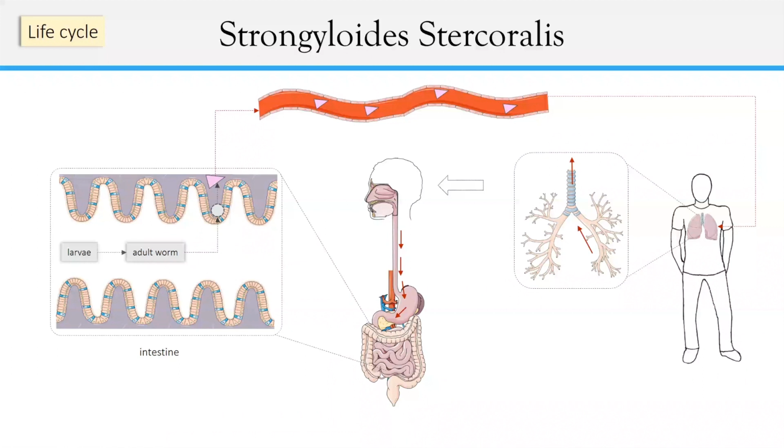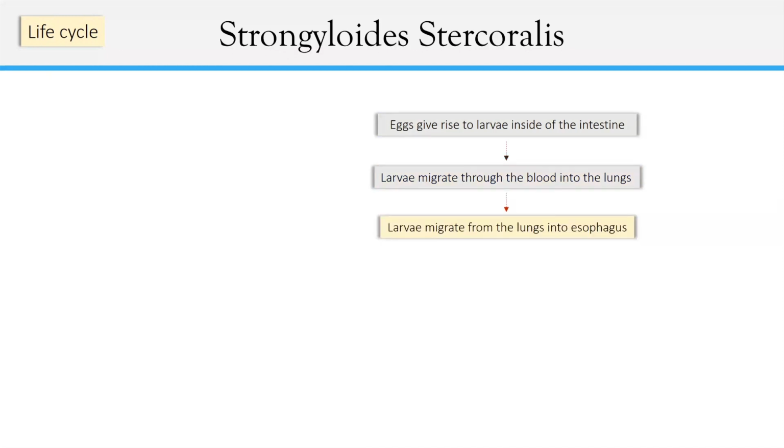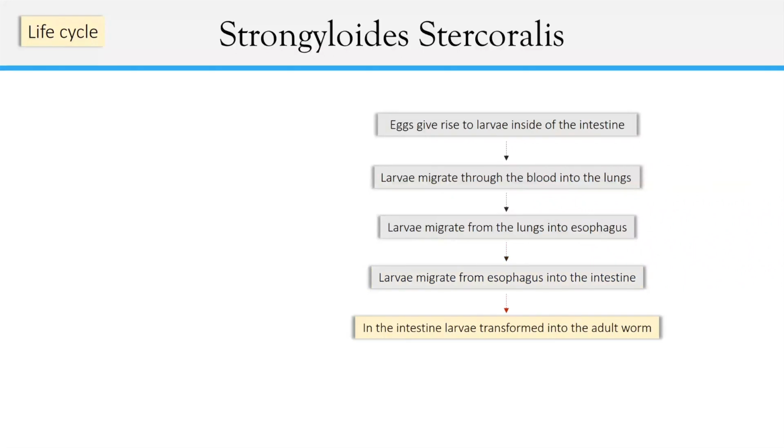Let's summarize it step by step. Inside of the intestine, eggs will give rise to larvae. Then larvae will migrate from the intestine through the blood into the lungs. Then larvae will migrate from the lungs into the esophagus. Then from the esophagus into the intestine. In the intestine, larvae will be transformed into the adult worm. The adult worm will produce eggs inside of the intestine, and all this cycle will happen again and again and again.